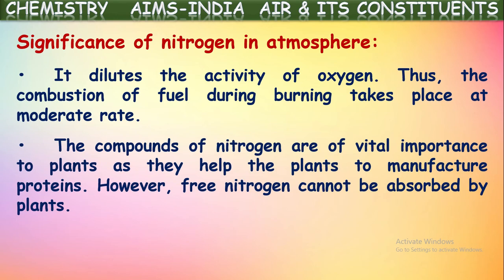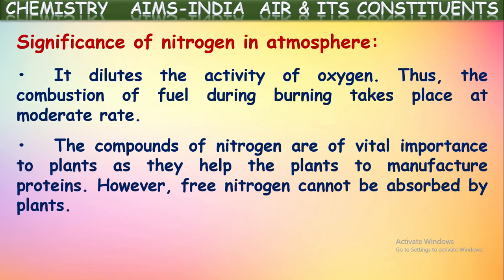The compounds of nitrogen are of vital importance to plants as they help in the manufacture of proteins. So in the manufacturing of proteins, the compounds of nitrogen are very important. They help in the production of proteins in the plants. However, free nitrogen cannot be absorbed by plants. The compounds of nitrogen are very useful for plants in the preparation of proteins in their body, but plants cannot take atmospheric nitrogen directly. Means free nitrogen they cannot take.